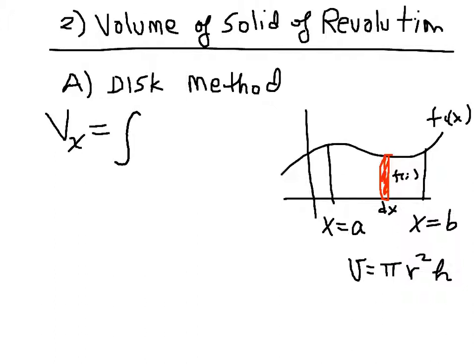rectangles, which become disks. So we're going to go from a to b, and it's pi r squared, so I'll take the pi out. r is f of x squared dx, the little bit of height. And that, my friends, is the disk method. So let's put it into play.